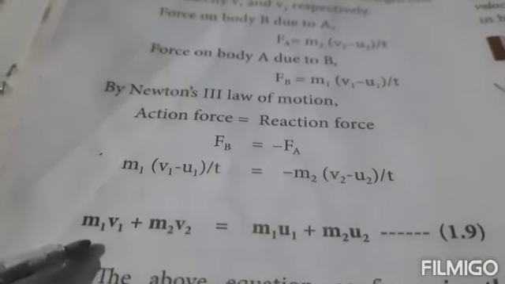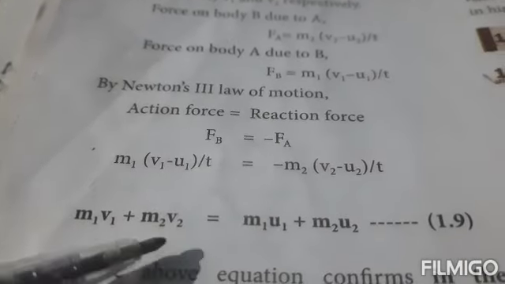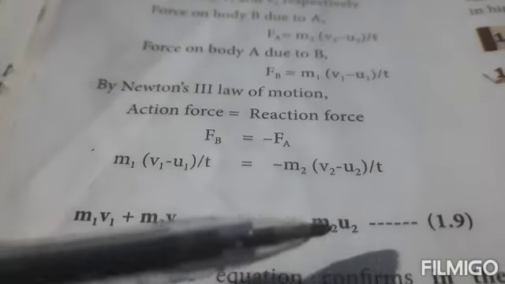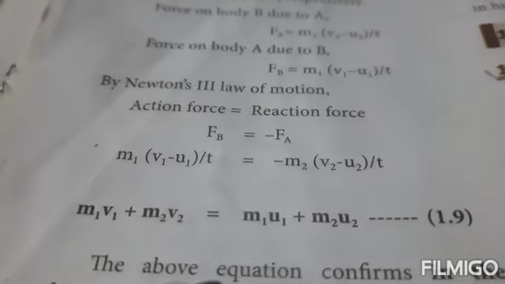And the last final answer: m1 v1 plus m2 v2 equal to m1 u1 plus m2 u2. The above equation confirms that in the absence of an external force, the algebraic sum of the momentum after collision is numerically equal to the sum of the momentum before collision. Hence, the law of conservation of linear momentum is proved.